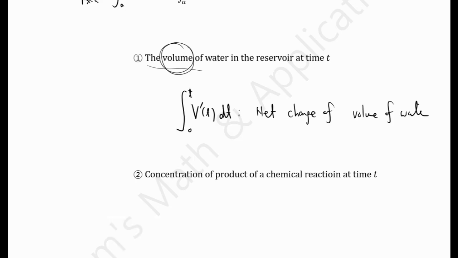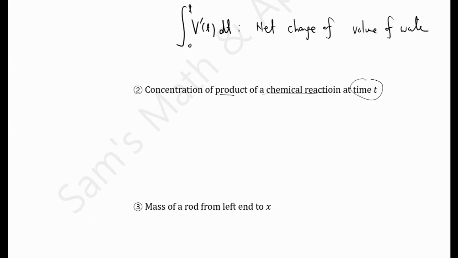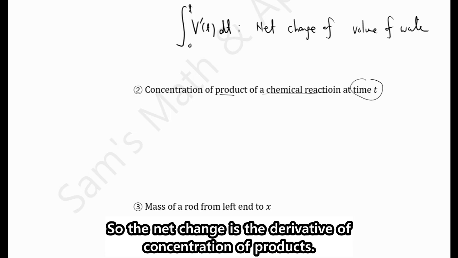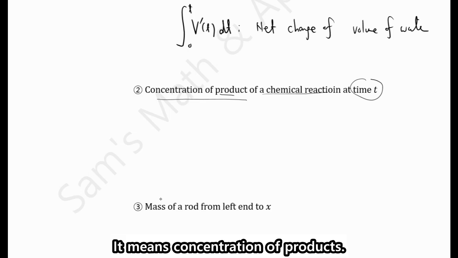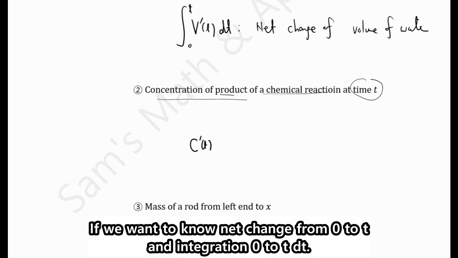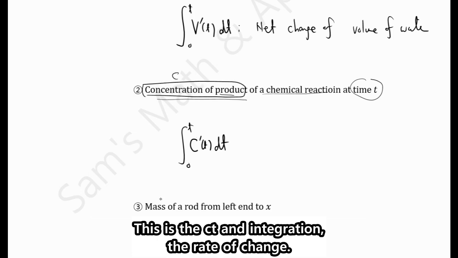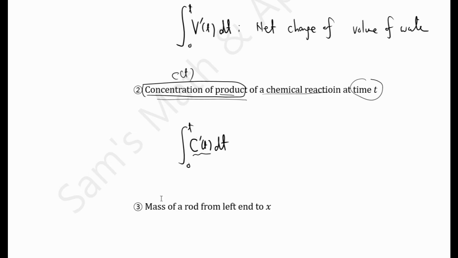The second application is the concentration of products of a chemical reaction at time t. So the net change is the derivative of the concentration of products. If we let the concentration of products be C prime t, and we want to know the net change from 0 to t, it is the integration from 0 to t, dt. This is the net change of concentration of product. This is C(t), and we integrate the rate of change. Rate of change means the prime, the derivative.